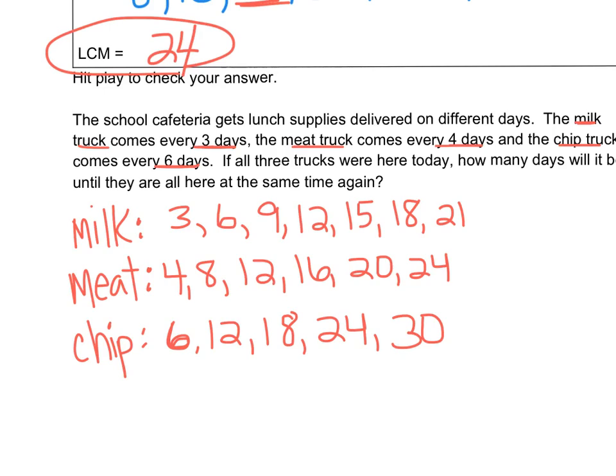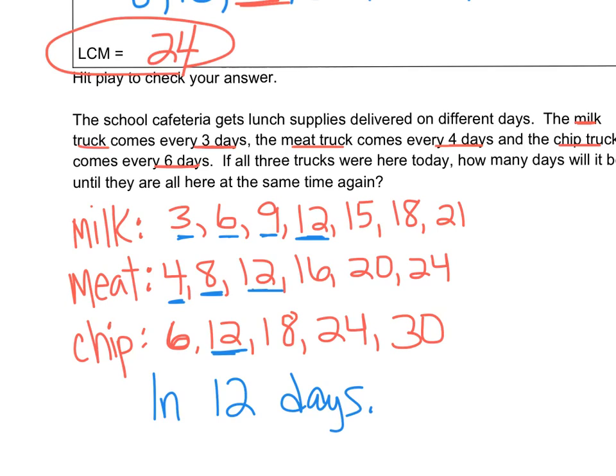So let's see, we're looking for the least common multiple, or the first time we'll have all 3 trucks here at the same time. Okay, so if I look, I see 12 is the least common multiple. So that tells me that in 12 days, all 3 trucks will be making a delivery again on the same day. In those 12 days, the milk will have been delivered 4 times, the meat will have been delivered 3 times, and chips would have been delivered twice. Okay, kind of cool, huh?